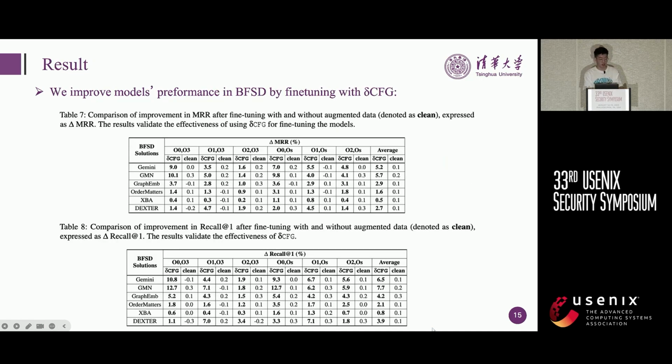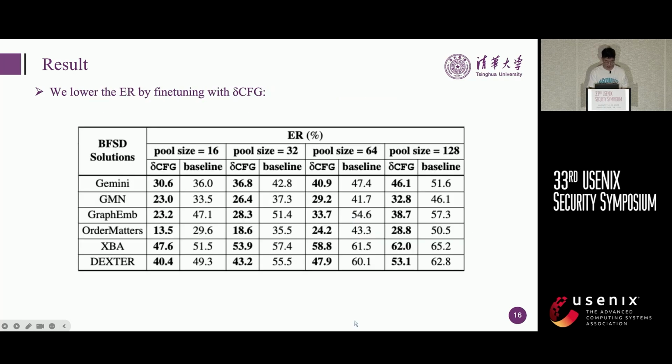With deltaCFG, we can easily create the type 4 data, same CFG with different semantics. So therefore, we created a balanced training dataset and fine-tuned each model to enhance their performance. The experimental results show that by reducing the bias in the training dataset, the model's accuracy in the BFSD task can be effectively improved. And also, we checked their error rate and found that after fine-tuning, the model's robustness against CFG changes has significantly improved as well.